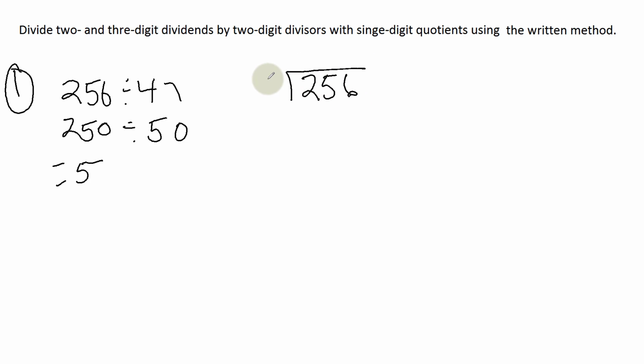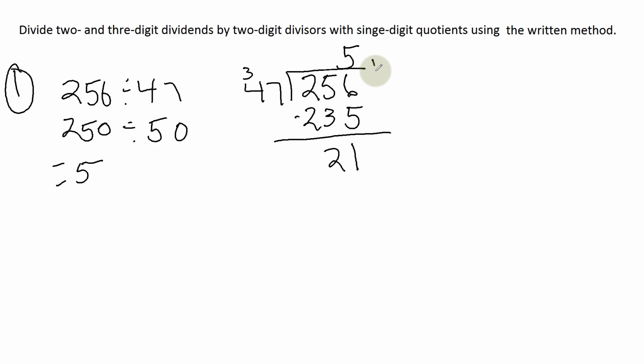256 divided by 47. We said 5 ones. We're going to go ahead and put that over the ones place. 5 times 7 is 35. 5 times 4 is 20, plus 3, 23. Go ahead and then subtract that. 6 minus 5 is 1. 5 minus 3 is 2. 2 minus 2 is 0. I am left with 21. 21 is less than my divisor of 47, and so it is my remainder.